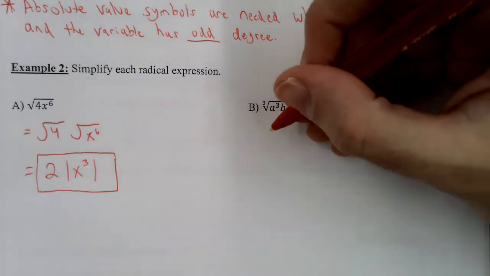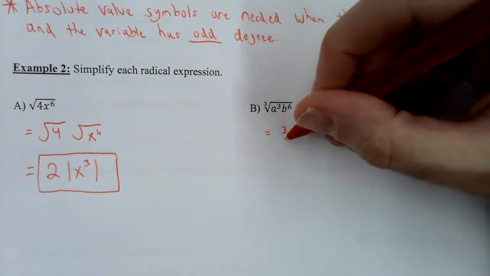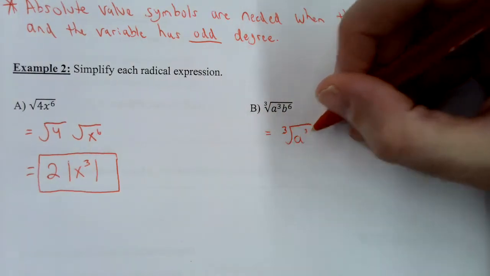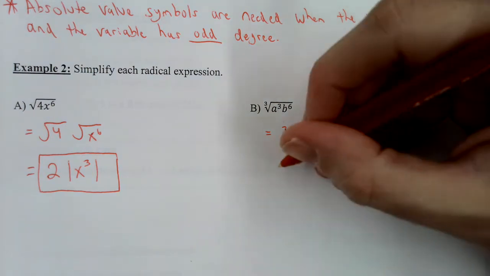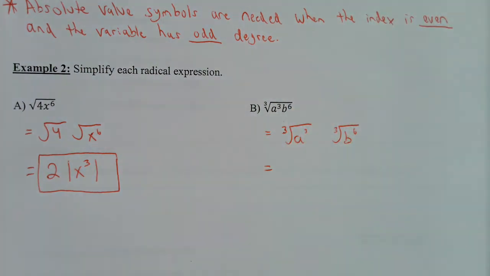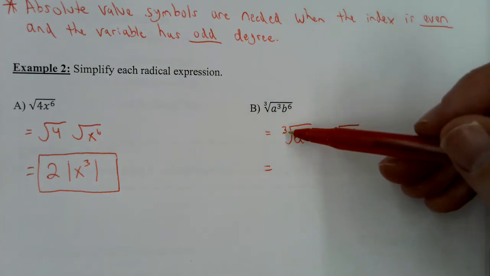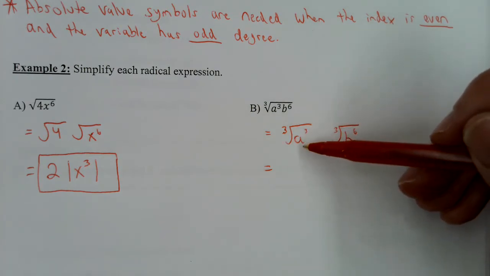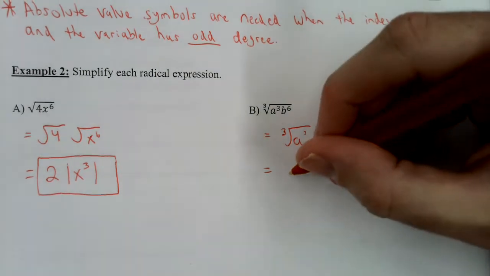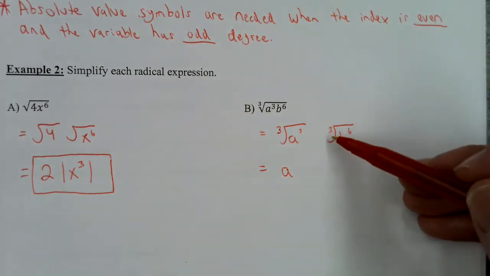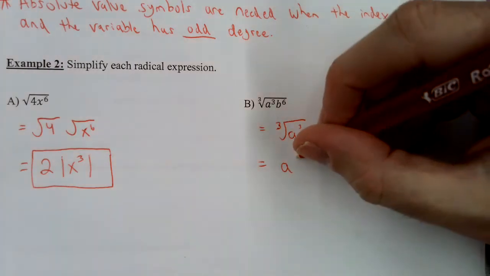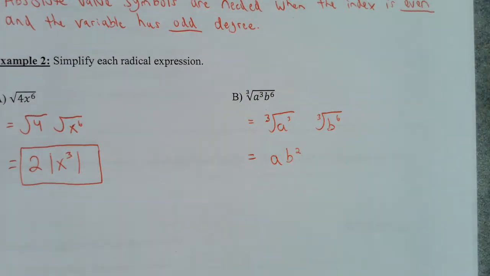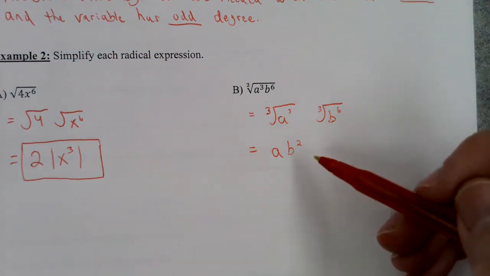Part B. Let's break it apart just to make it easy. We have the cube root of a cubed, and then we have the cube root of b to the 6th power. So basically, how many groups of 3 can you make if you have 3 A's? You make 1 group. How many groups of 3 can you make if you have 6 B's? You can make 2 groups of 3. So this is our answer.